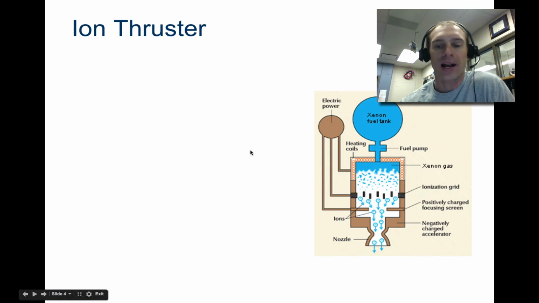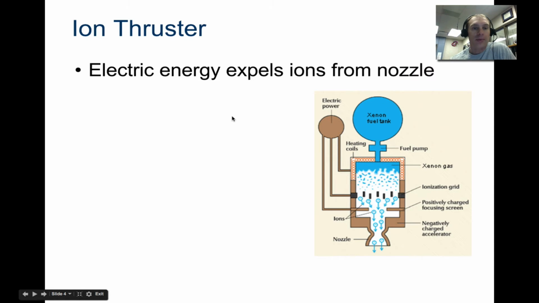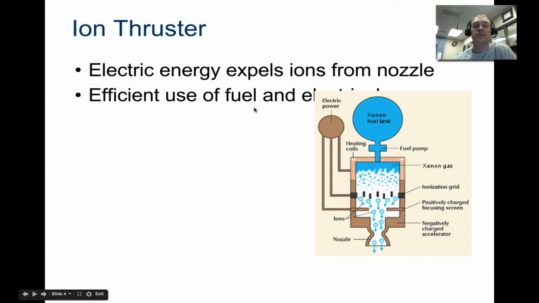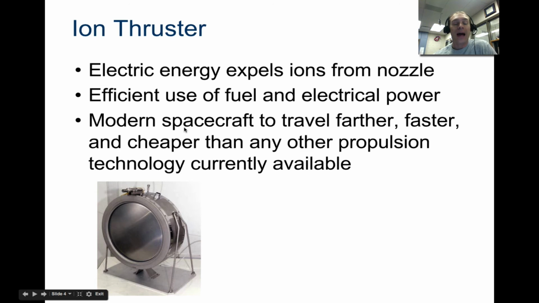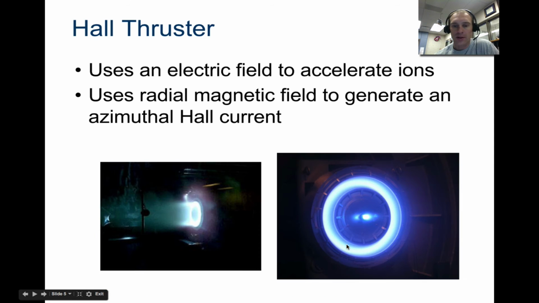So this is an example of an ion thruster. You can see the nozzle right here. Some of you may choose to do this one, but this one is just electric energy. This is a type of electric propulsion, and it expels ions from the nozzle. It's an efficient use of fuel and electrical power, and I'm not actually going to go into how it works here because someone in class is going to explain that to us. Lastly, it allows modern spacecraft to travel farther, faster, and cheaper than any other propulsion technology currently available because it's small pulses of energy. So this might be how it looks.